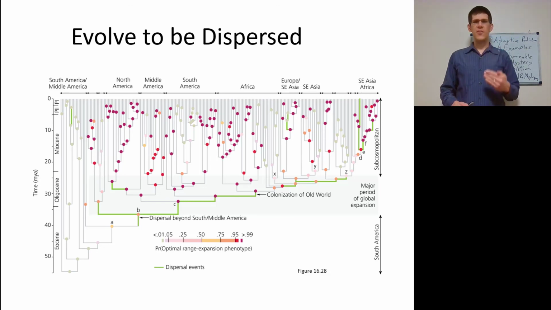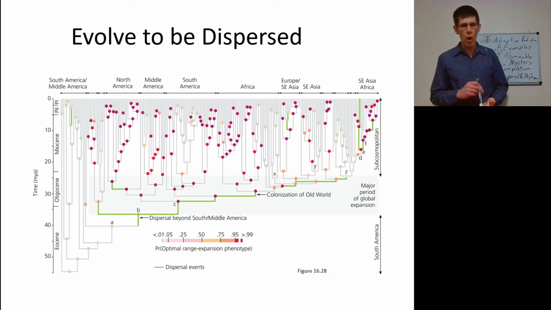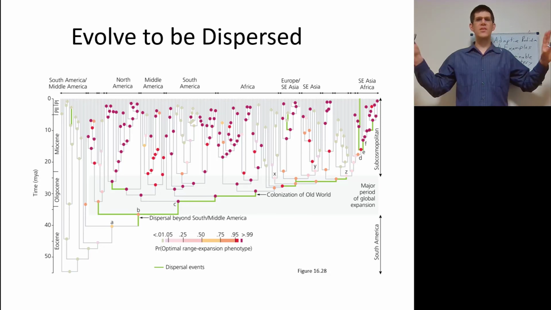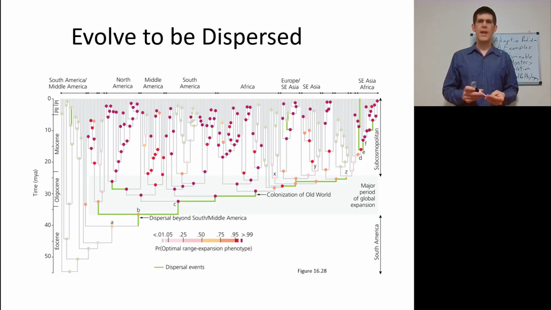Speciation. So for dispersal, here is an example in toads. They have a great ability to disperse. When they have a greater ability to disperse, you have this major period of global expansion. From that major period of global expansion in the Oligocene, you see a vast number of toads. They're everywhere, and that allows them to speciate quicker. So there you have it.